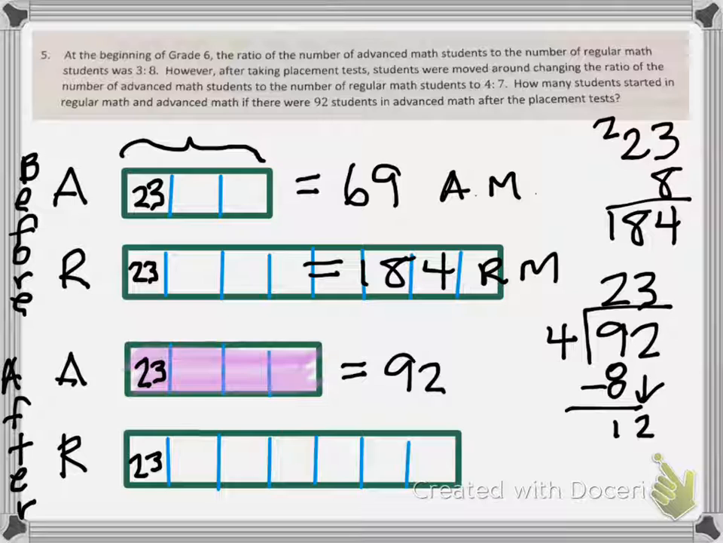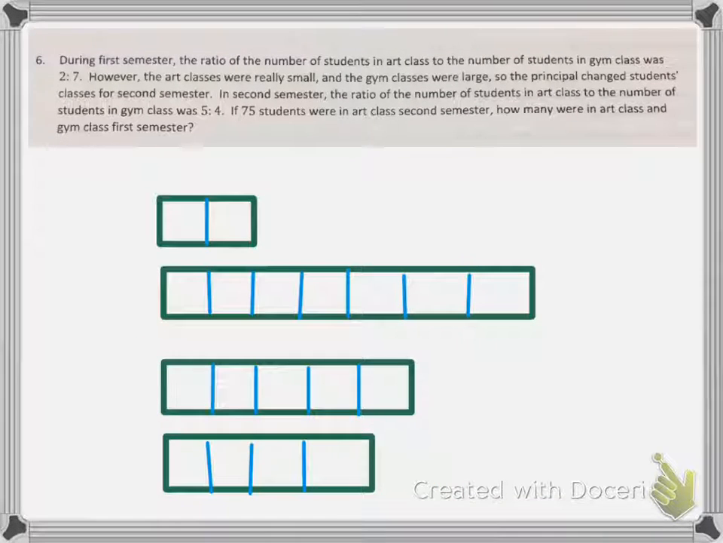Okay, let's look at another one. During the first semester, the ratio of the number of students in art class to the number of students in gym class was 2 to 7. So I'm going to fill in my label, my tape here. Art class to gym class, art class to gym class. So I've got the first one.